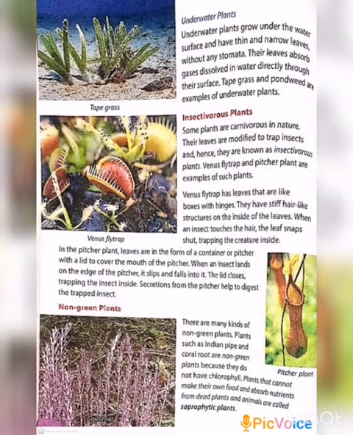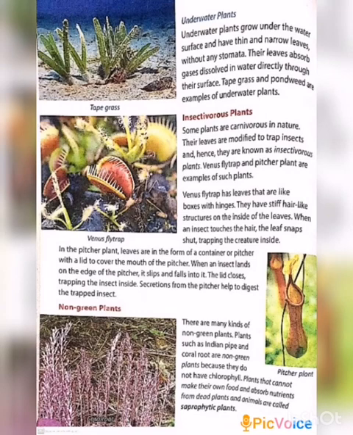Okay, let us see how the pitcher plant and Venus flytrap eat the insects. First one, Venus flytrap. It has leaves that are like boxes with hinges. They have tough hair-like structures on the inside of the leaves. When an insect touches the hair, the leaves snap shut, trapping the creature inside.